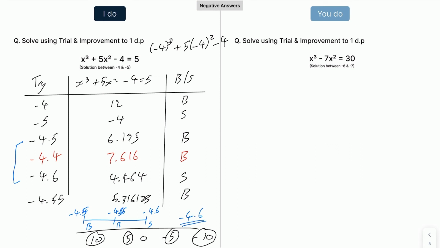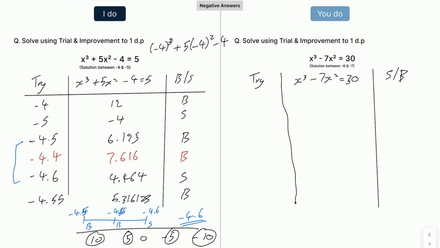So hopefully you've pressed pause and had a go at the example on the right. So it's the exact same method that we are using again, but just taking care with the negatives again. That's the key bit here. And again, if you do make a mistake, you should look at your answer and think, am I getting closer or further away from my answer? And that will just give you a good hint into what direction you want to head in.